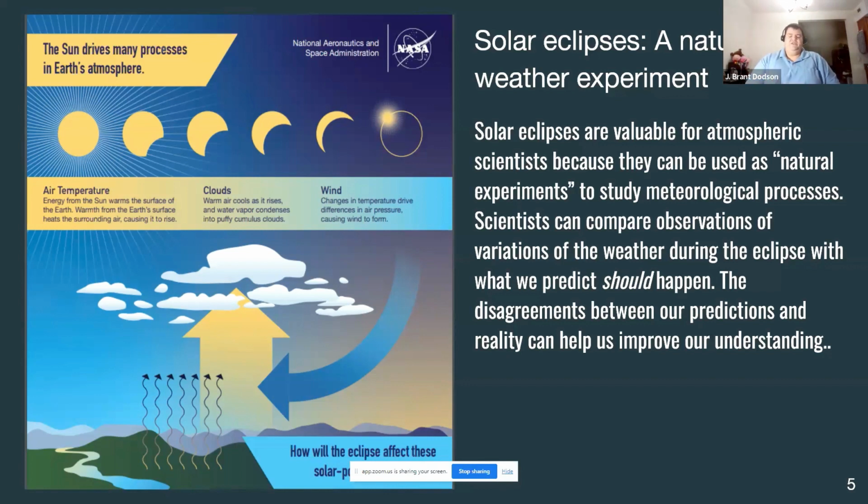And so scientists can use the observations from solar eclipses and their effects on weather. We can see what actually happens using lots of data collected from citizen scientists amongst other sources. And we can compare that to what scientists predict should happen according to our theories and our models. And then when they disagree, we can evaluate our knowledge of the atmosphere and help improve our understanding of how weather and climate work.